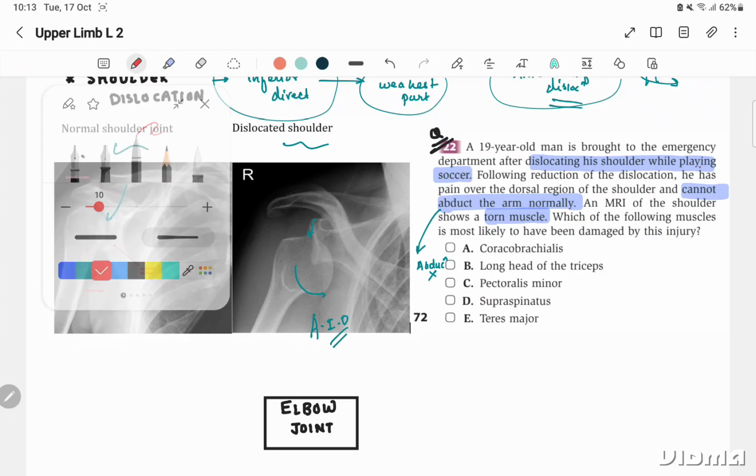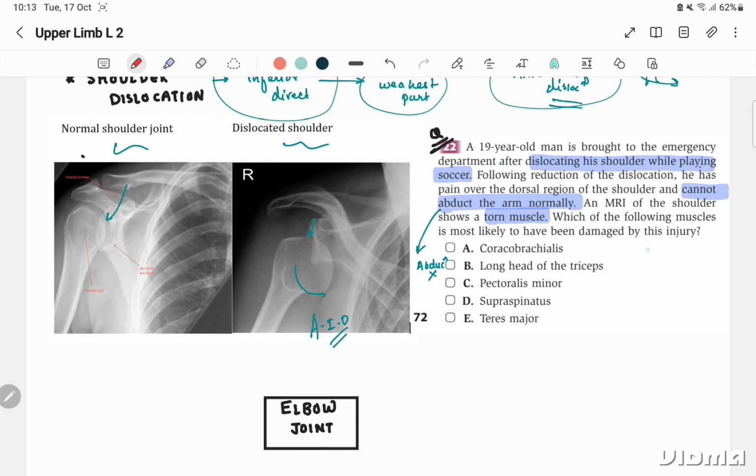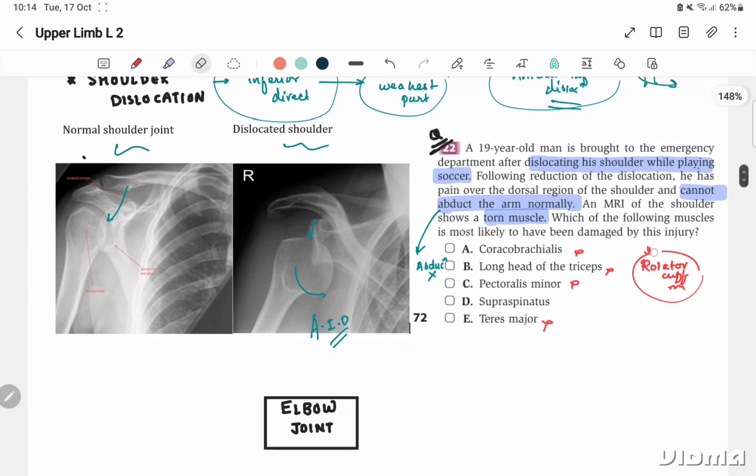Okay, so from these things we can know that it is talking about the rotator cuff muscles only. So we have to know which rotator cuff muscles must have been torn. Let's cross out the muscles which are not rotator cuff muscles. Teres major is not a rotator cuff muscle. Pectoralis minor is not one. Coracobrachialis is not. Supraspinatus will be torn.